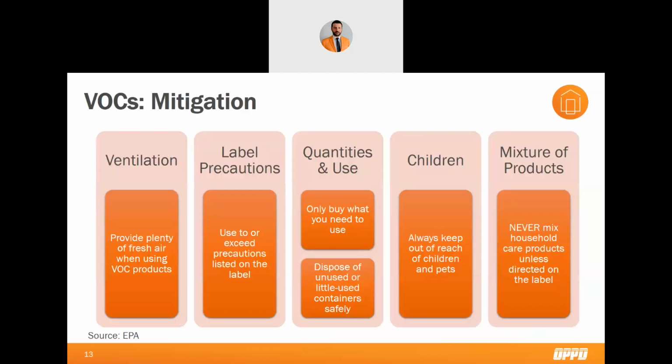There are a variety of ways to mitigate the effects of VOCs, if not completely avoid them altogether. Ventilation is one of the main strategies. Always be sure when you're using any VOC product that you have adequate fresh air flow. Another strategy, which might seem obvious but is often overlooked, is the precautions on the label of the product. Those precautions should be followed exactly as written, if not even in excess of what is recommended.